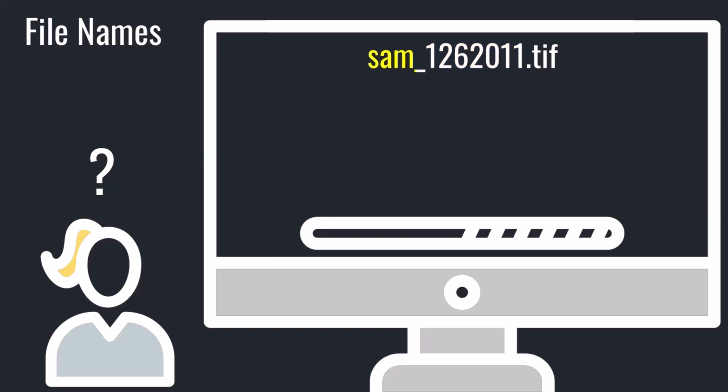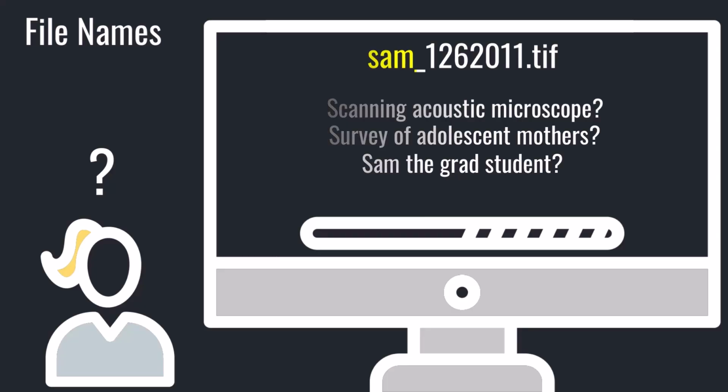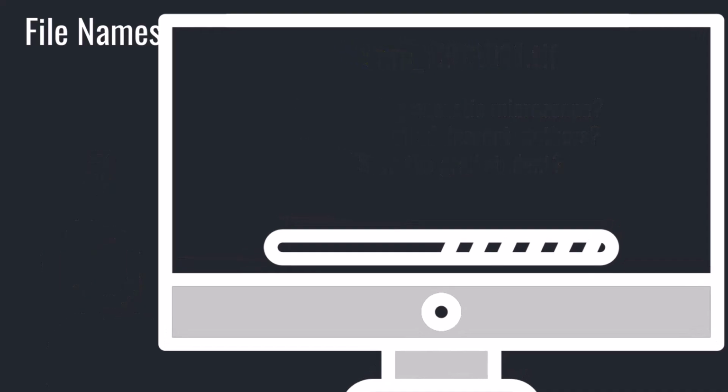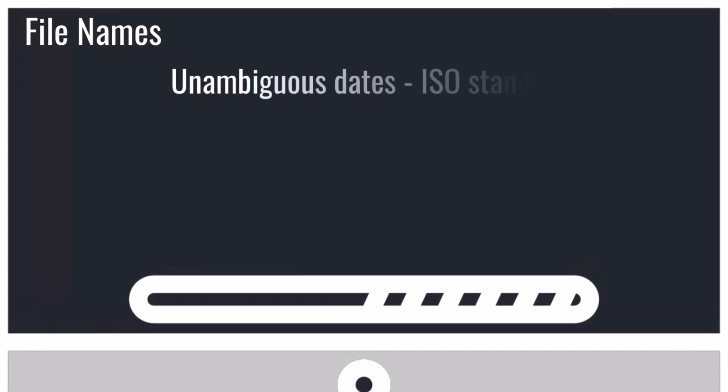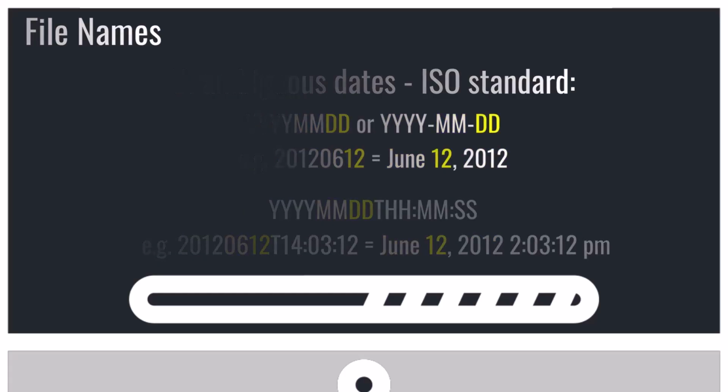As for the first part of the file name, what exactly is SAM supposed to mean? Is this data from a scanning acoustic microscope? A survey of adolescent mothers? Or was the experiment done by Sam the graduate student? This example demonstrates how critical it is to establish a good file naming convention. There is an easy solution for dates, which is to use the ISO standard to represent the dates as a 4-digit year, followed by a 2-digit month, followed by a 2-digit day.